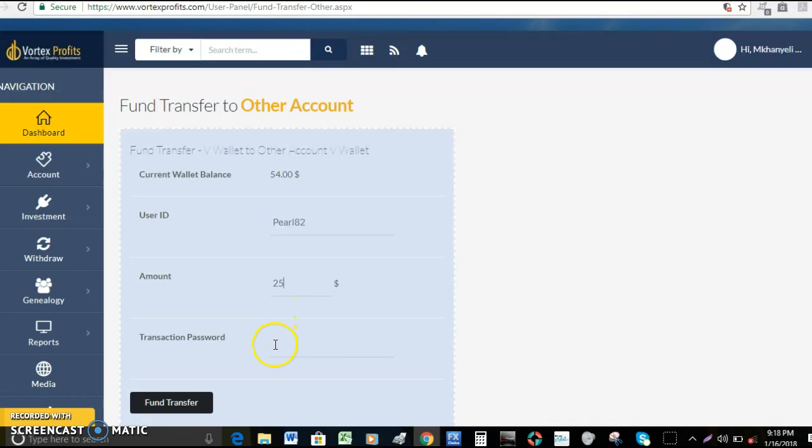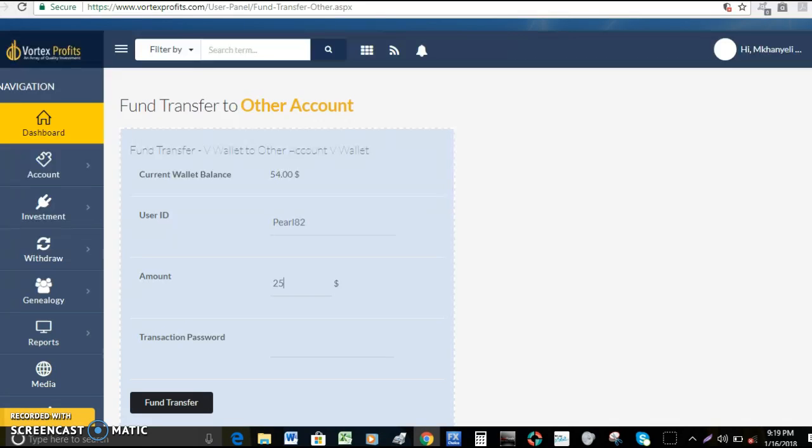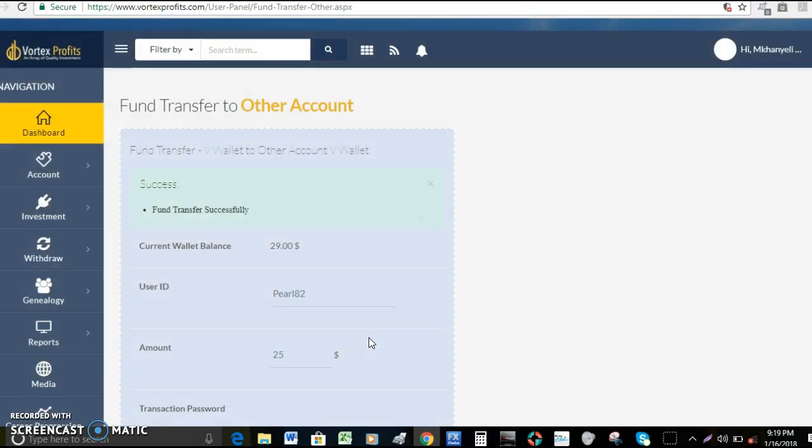I need a transaction password, and I'm gonna pause again. Alright, I've gone again to my email where I've got my password, the password for transferring money. I come here, I paste, and the money will be going to PL82. So funds transfer. Right, the funds have been transferred successfully. I'm left with $29. If someone wants $29, I can transfer it to them. So I'm gonna pause it.